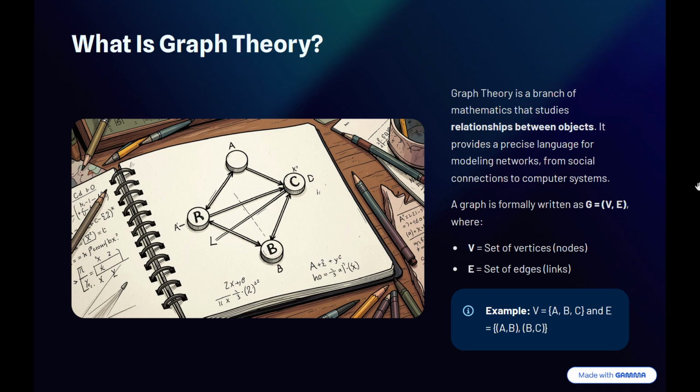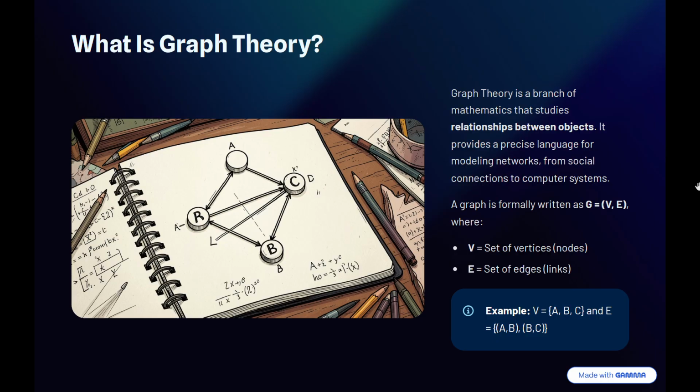Now, what is graph theory? Graph theory is a branch of mathematics that studies relationships between objects. It provides a precise language for modeling networks, from social connections to computer systems. Generally, a graph is formally written as G = (V, E), where V is a set of vertices and E is a set of edges.